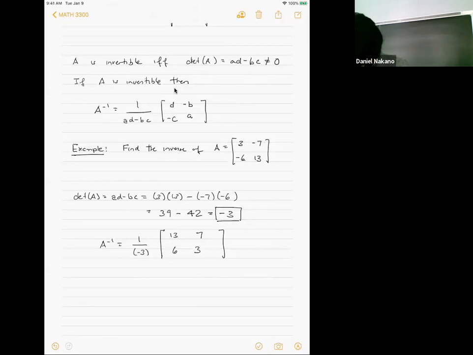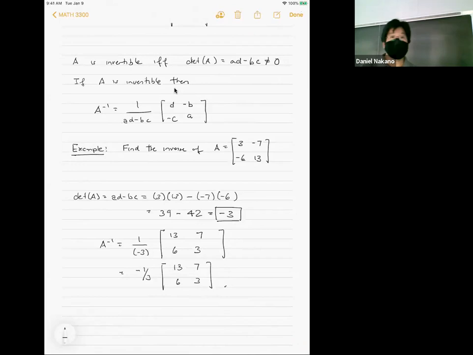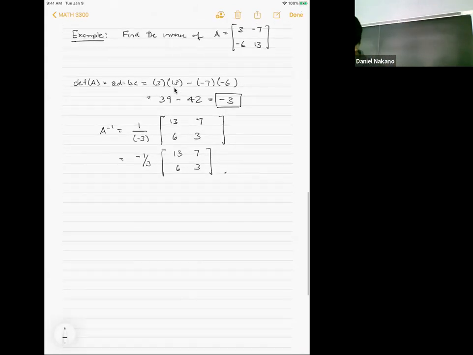Okay, so I'll just write it out in a little bit nicer form. -1/3, 13, 7, 6, 3. Maybe I should clean it up a little bit. Okay. All right, any questions on this? All right, let's move on.